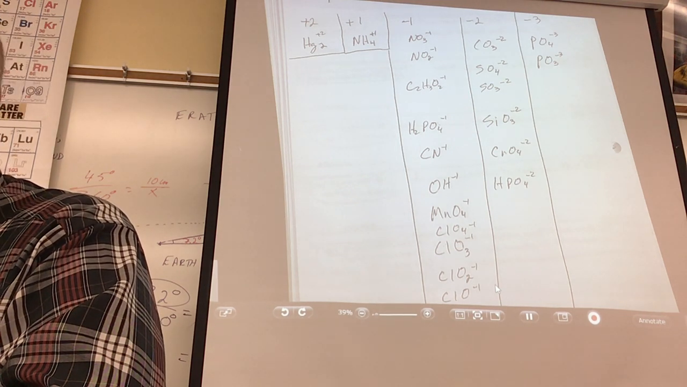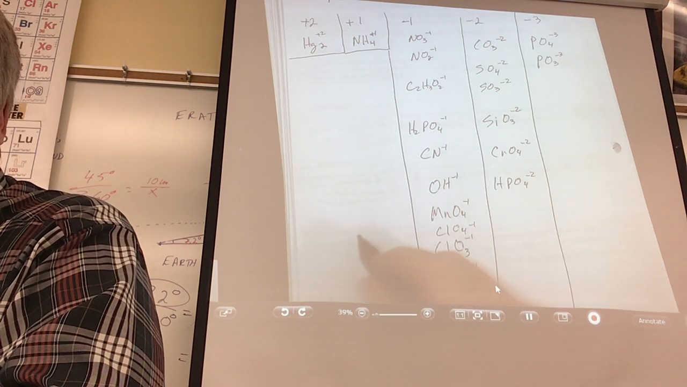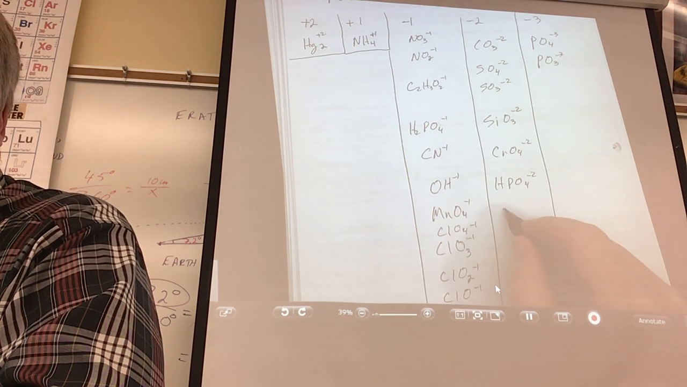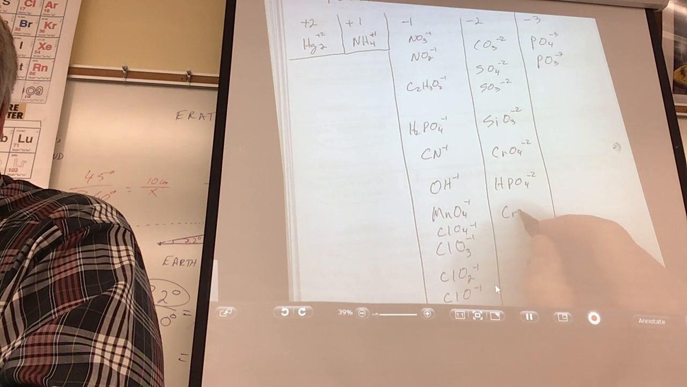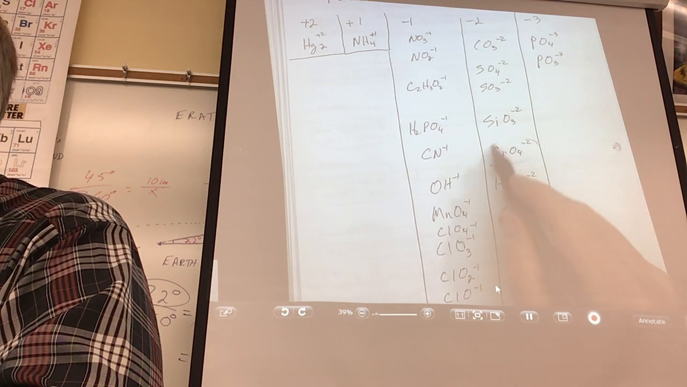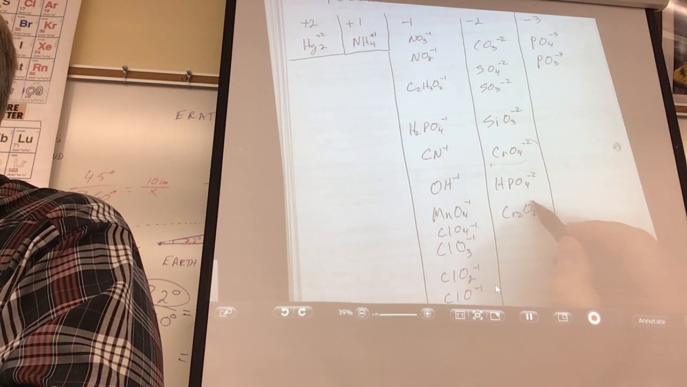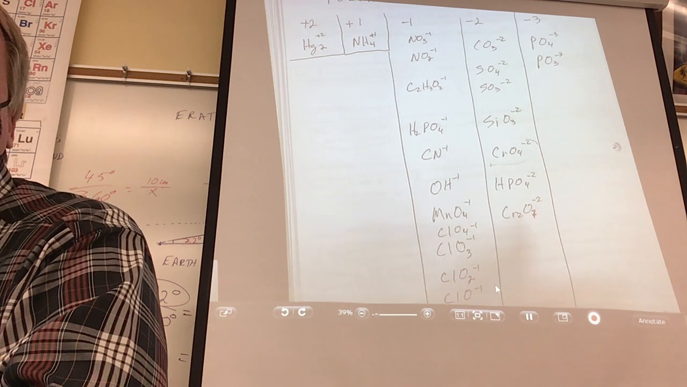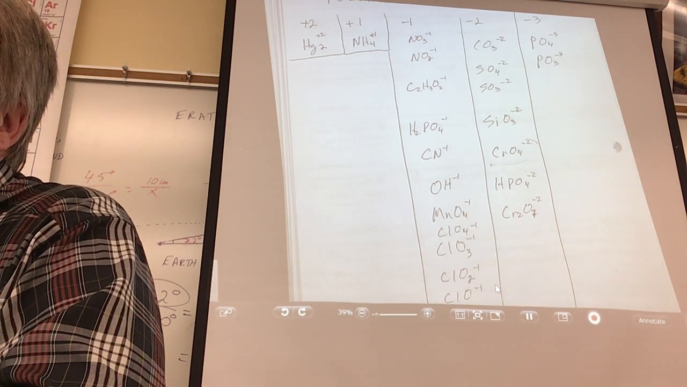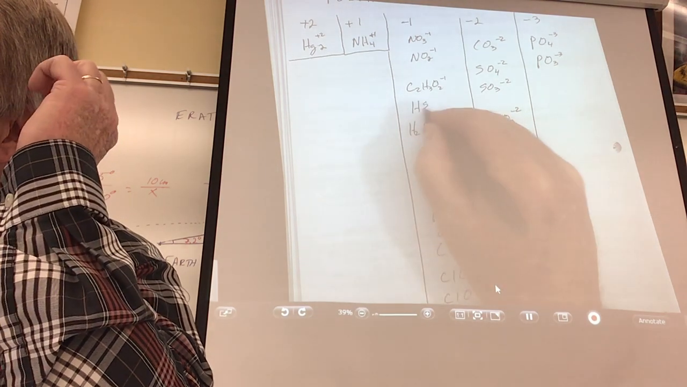Can I pass? Pass. Dichromate, Cr2, charge -2, I think. Cr2O7. To me, it's almost like doubling chromate. Doubling chromate would be Cr2O8, so it's really close to doubling. It's close enough for me to remember it. Cr2O7, dichromate. Pass. Hydrogen sulfate, -1, HSO4.